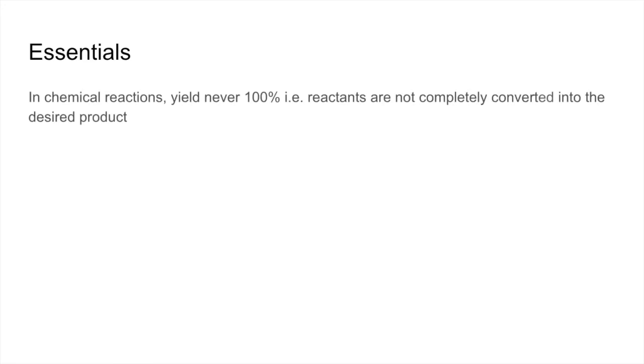Quick revision video on percentage yield calculations. So we'll start with some essentials. In chemical reactions, the yield is never 100%. In other words, the reactants aren't completely converted into the desired product.